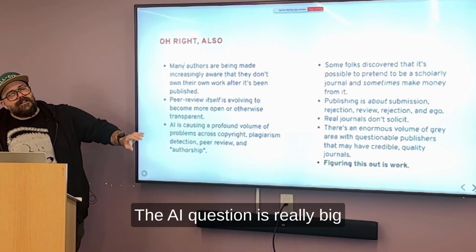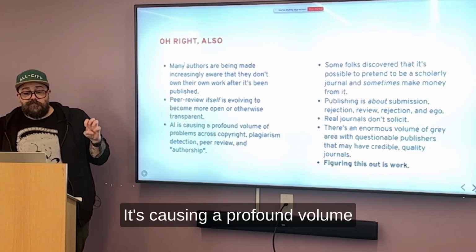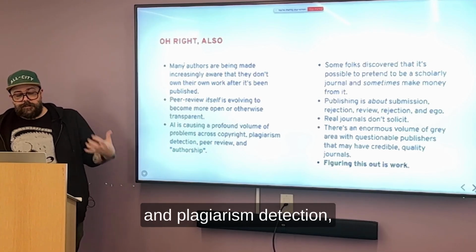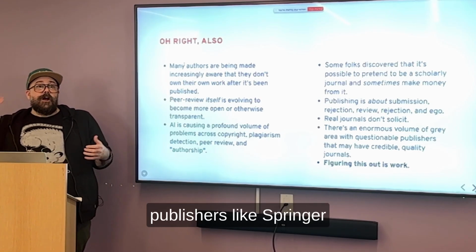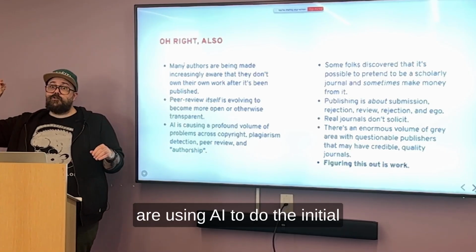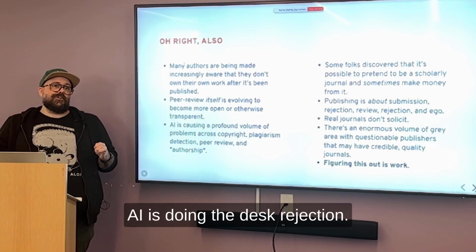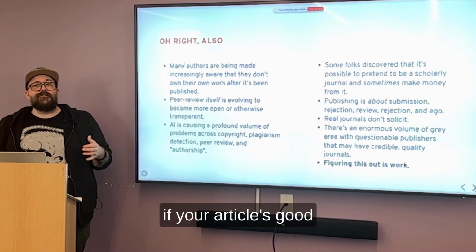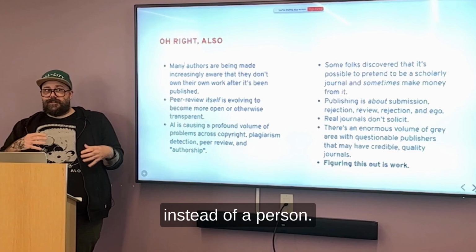The AI question is really big in publishing, and I would really watch for this. It's causing a profound volume of problems across copyright and plagiarism detection, peer review, and authorship. So I mentioned before, some publishers like Springer are using AI to do the initial vetting of a publication. So you send it in, AI is doing the desk rejection. So they basically ask ChatGPT if your article's good, and you get denied by ChatGPT instead of a person.